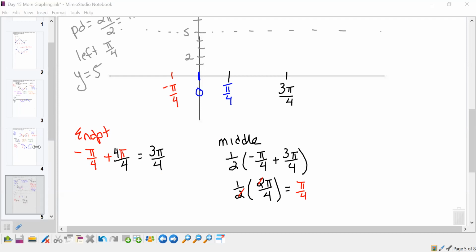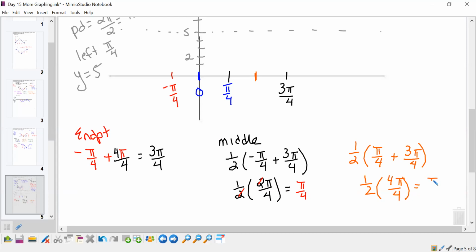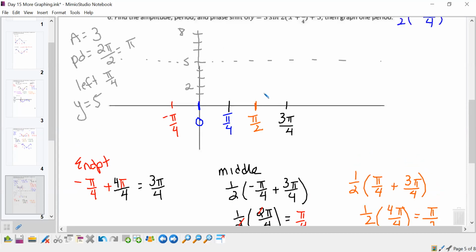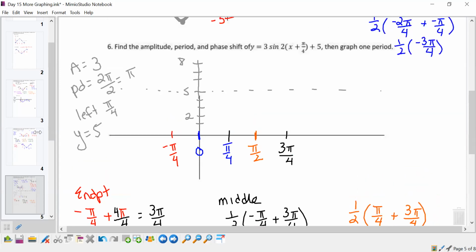All right, one more middle point. Yeah, pi over 2. All right, now it is a sine graph, not reflected. Midline, maximum, midline, minimum, midline.